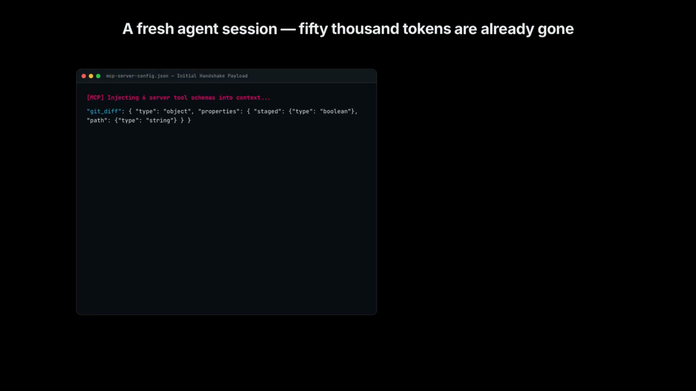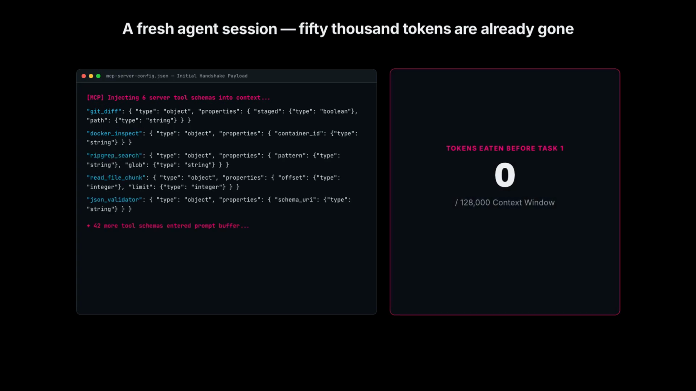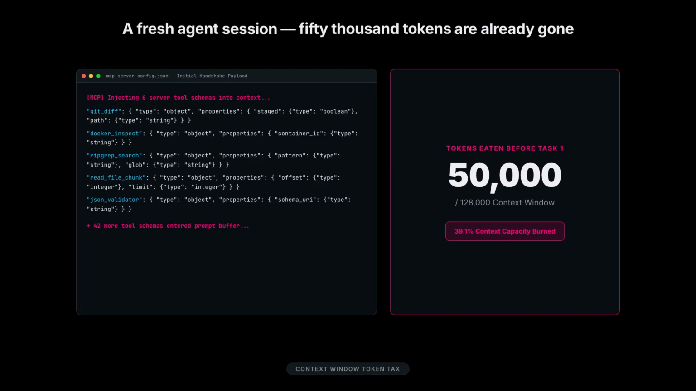A fresh agent session, a few MCP servers enabled, and before you have typed a single instruction, 50,000 tokens are already gone. Spent on tool schemas the model already knew. This video shows why the command line wins on local work. It also shows the 4 steps to fix your setup.